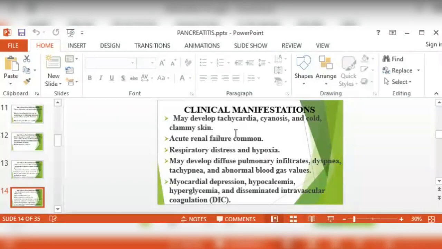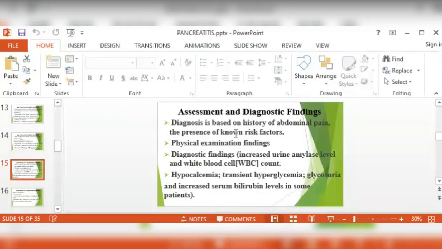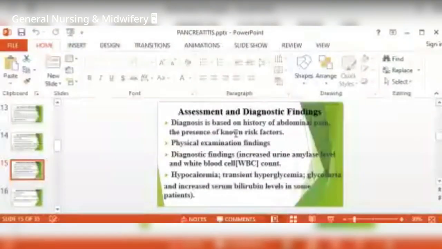There will be disseminated intravascular coagulation. This condition mostly happens to pregnant women who are having pancreatitis, and we will talk about it the next time we meet for obs and gyns class. We will talk about conditions or abnormalities in pregnancy. I'm sure our next meeting should be obs and gyns, so be well informed.